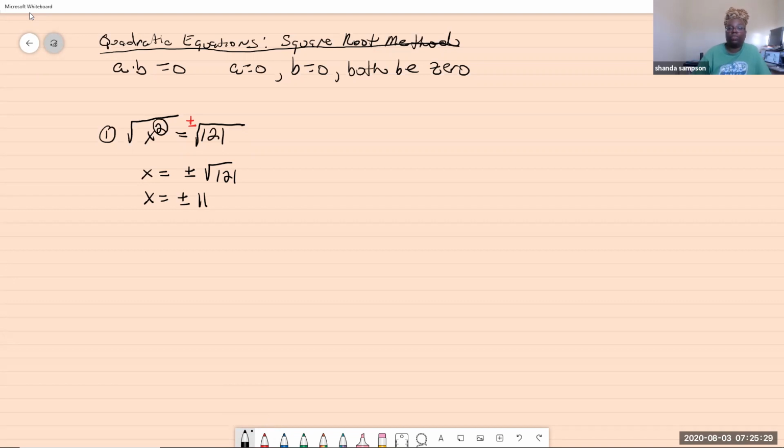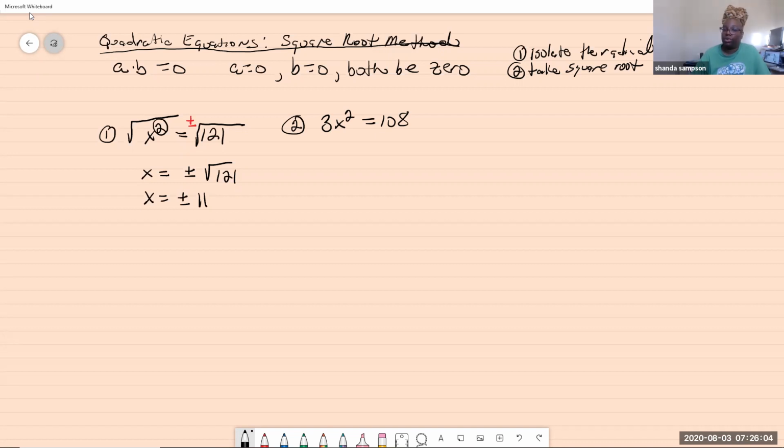So the steps are: first, isolate the radical. Then you take the square root. Then you write down your final answers. In our first example, the radical was already isolated. What if we have something like 3x squared equals 108? Well, isolate the square so you can take the radical.